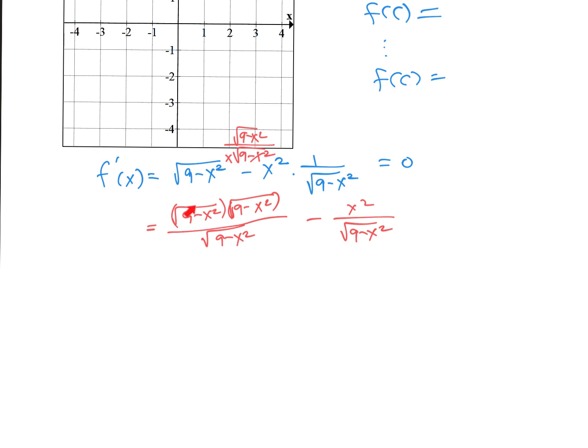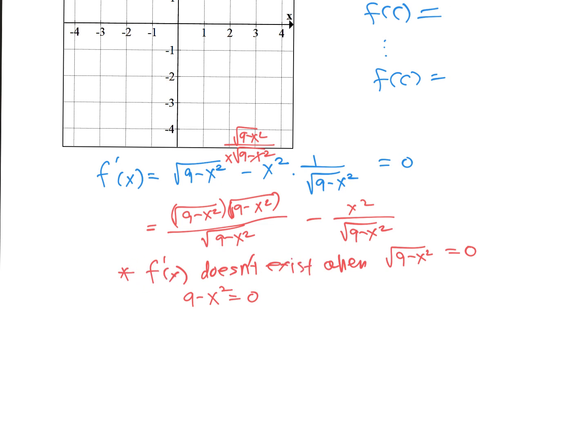This becomes nice because it's radical this times that, so the radical will go away. And again, I'll make a comment: f prime of x doesn't exist when the denominator is equal to 0, right? Radical 9 minus x squared is equal to 0. That means 9 minus x squared is equal to 0. When this number becomes 0, radical 0 becomes 0, then f prime of x doesn't exist.